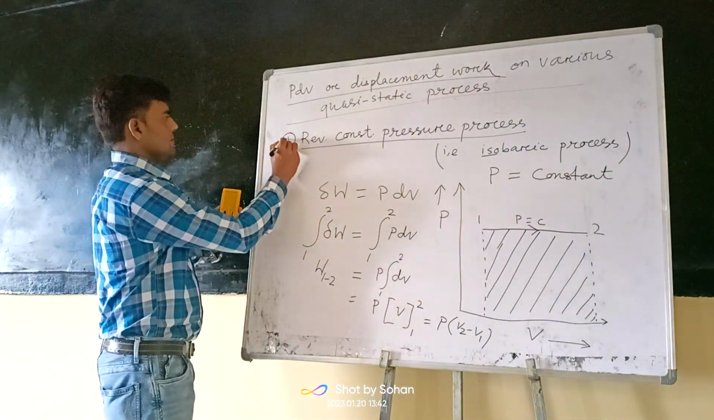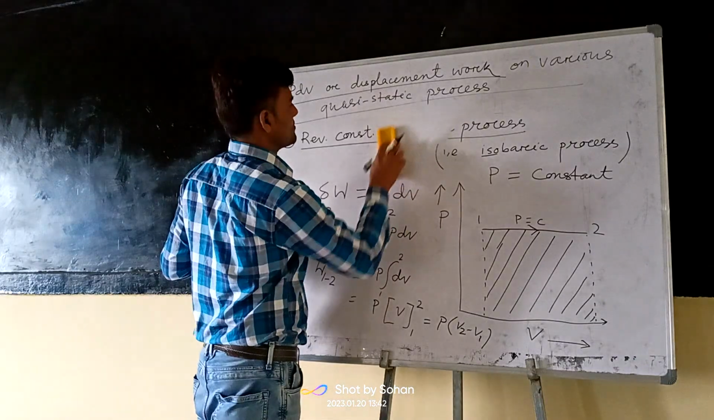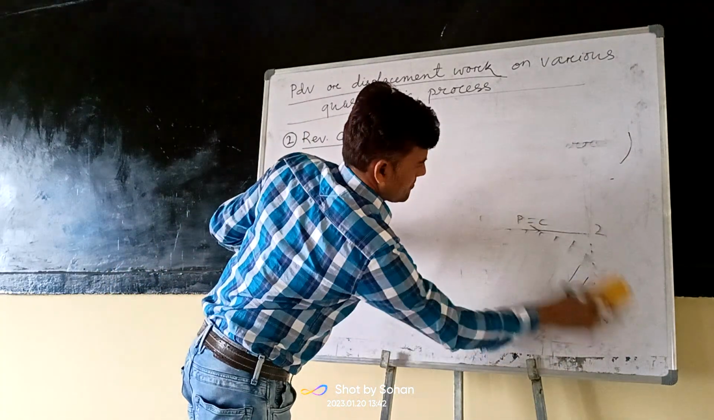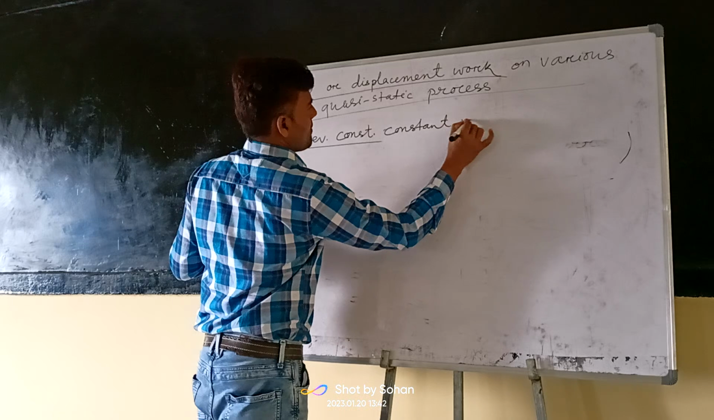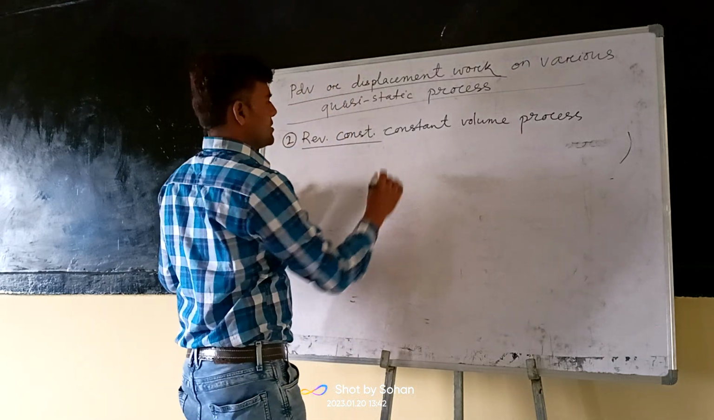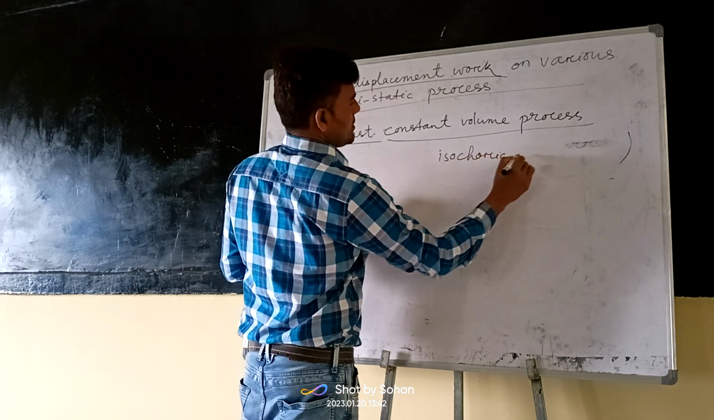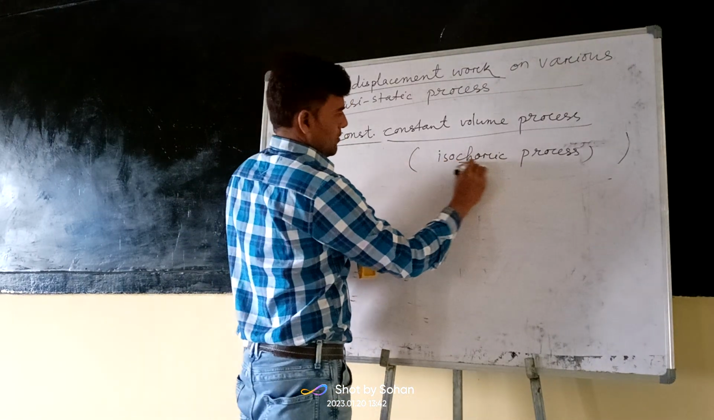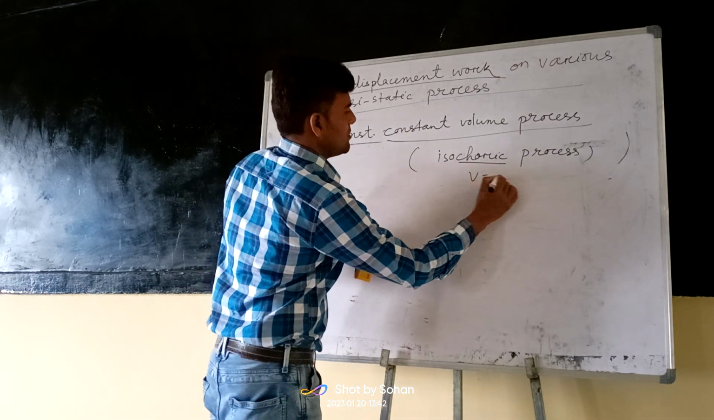The next process is number 2, the reversible constant volume process, that is, the isochoric process. Choric is a Greek word meaning volume, and the prefix iso means equal, so V equals C.